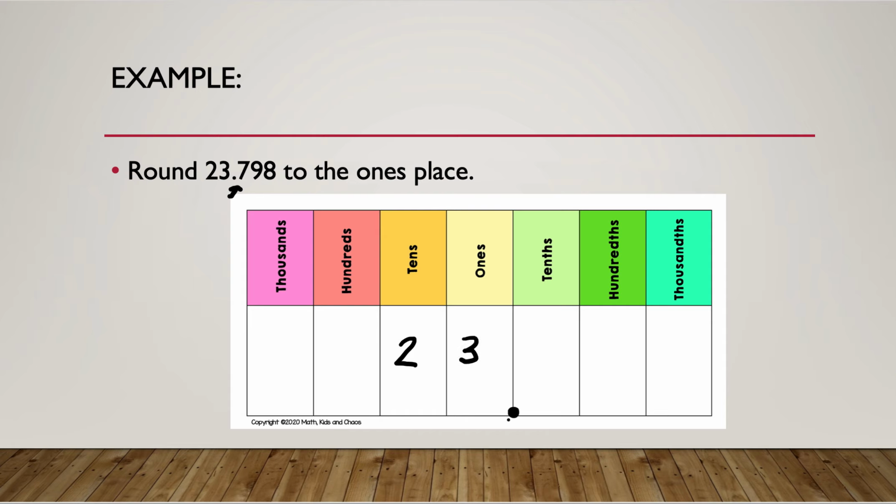We see our decimal at the bottom here. And then I'm going to enter the numbers to the right. So that would be 7, 9, 8. All right, so the problem asks us to round to the ones place. So I'm going to find the ones in my chart, and this is going to become my keep digit.